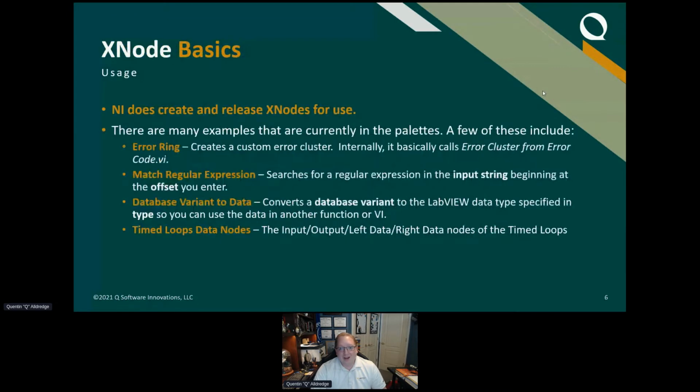So NI does create XNodes for use, like the error ring, that's an XNode. Match regular expressions is an XNode. Database variant to data is an XNode, and so is the time loop. The parts on the time loop are actually XNodes. So it's not like it's just some obscure part of the G language that never gets any use. NI does create these to solve certain problems internally and does release those as part of the language.